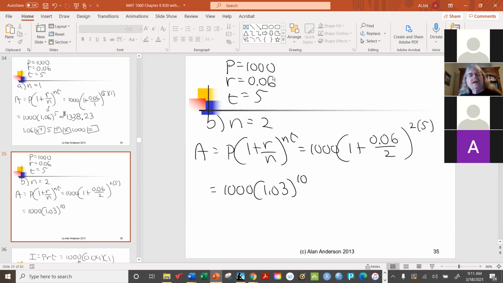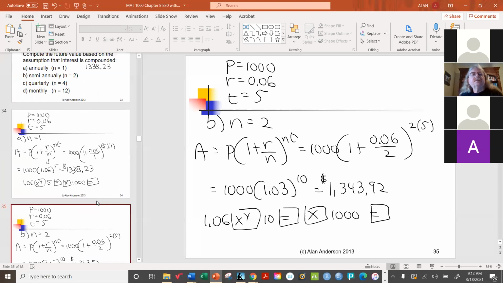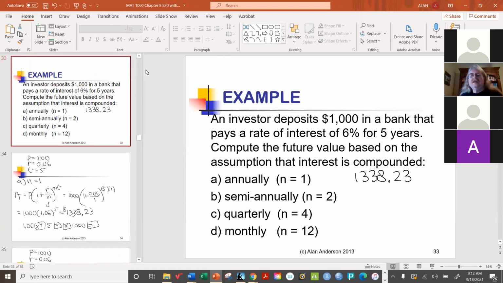So on the iPhone, one way you can figure this out is to put 1.03 to the 10th power equals, times 1,000 equals. And that should give you 1,343.92, after rounding it, of course, to dollars and cents. It's actually 916, but that's fine. We'll round it to 92 cents, 1343.92.